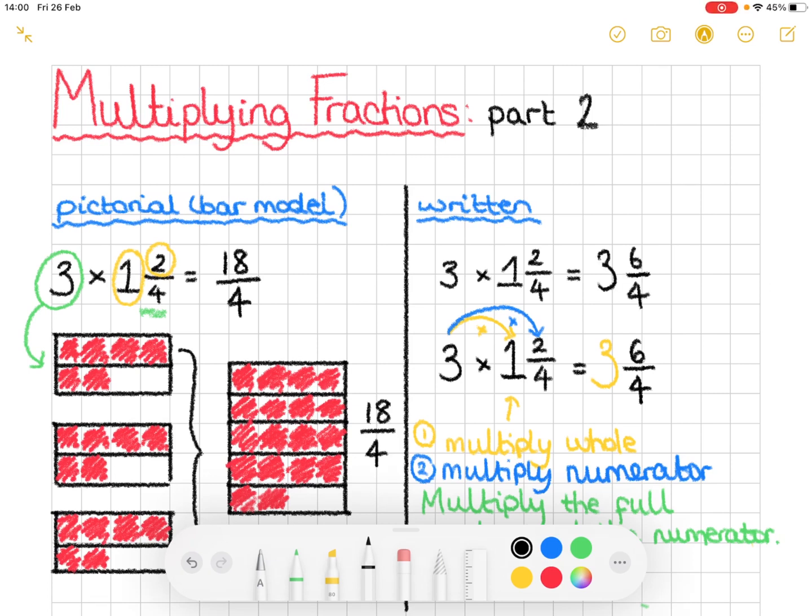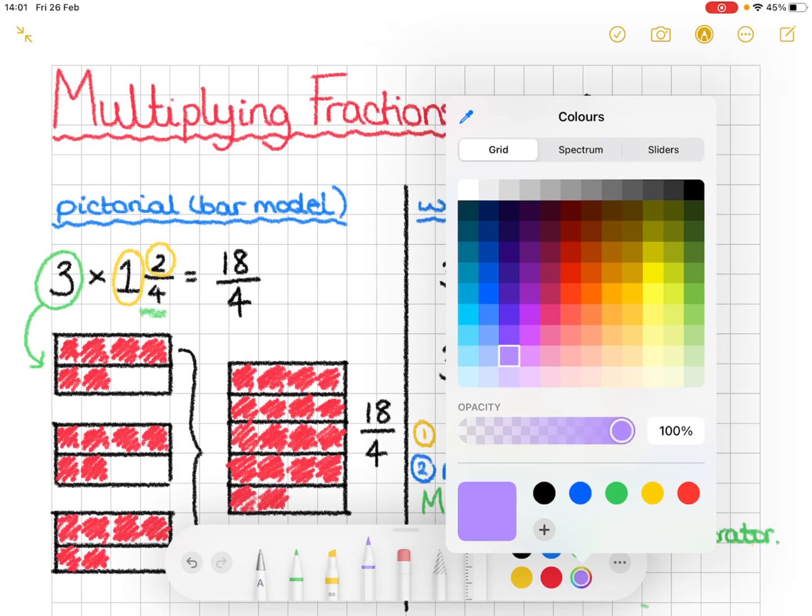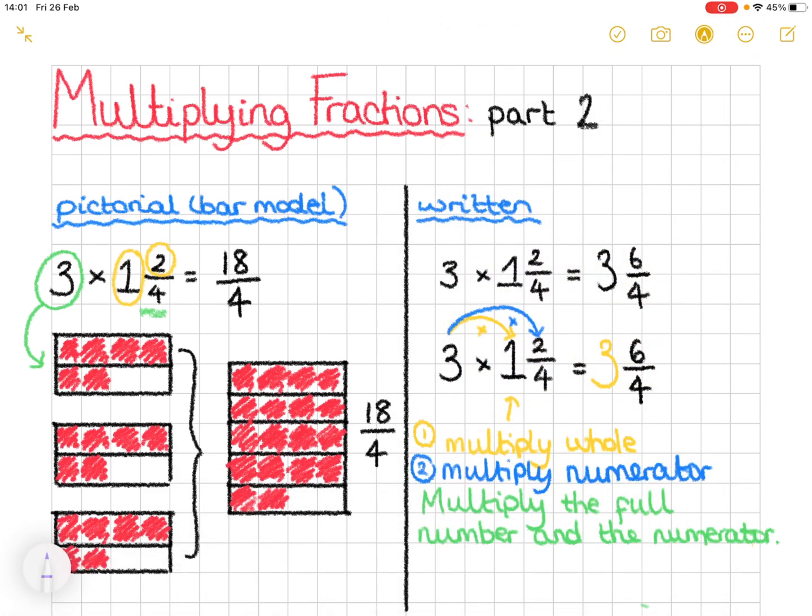Now this is still an improper fraction, and that's okay, you can leave it like that. But for those of you who want a challenge today, I'm going to go one step further and I'm going to show you how to turn these into proper fractions. So we've got two formats, we've got 18/4 and we've got 3 6/4. So in both of these fractions, your numerator is larger, they're top heavy.